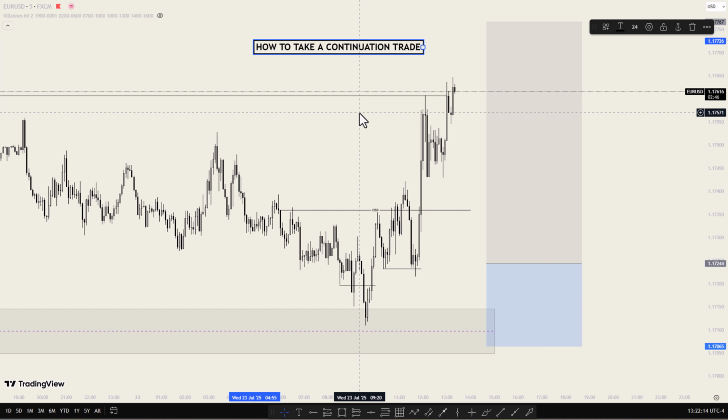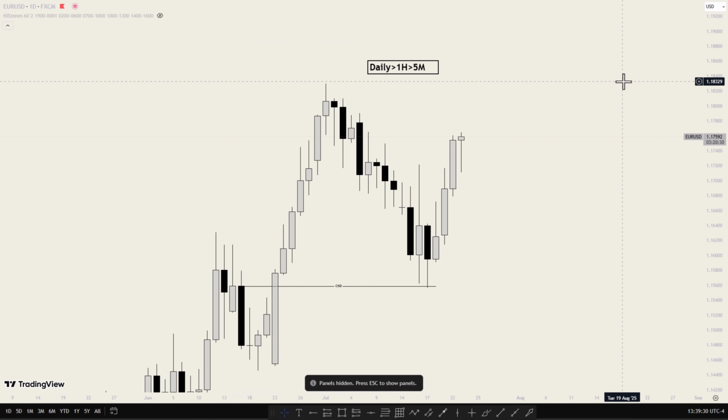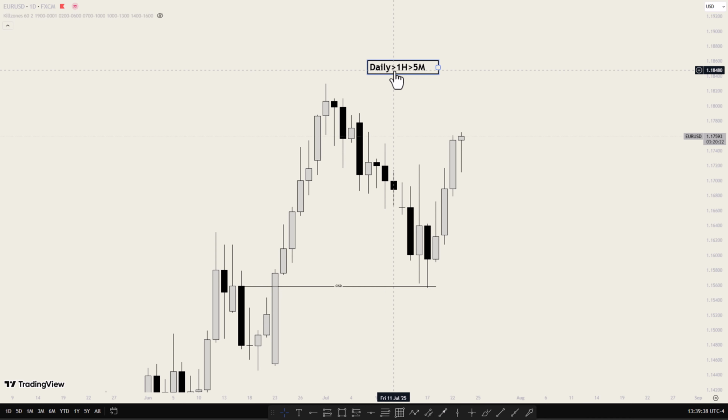It is easier to take a continuation trade than to take a reversal trade. This video will cover the trade continuation model. In order to easily trade this model, you have to consider three time frames: the daily time frame, the 1 hour time frame, and the 5 minutes time frame.